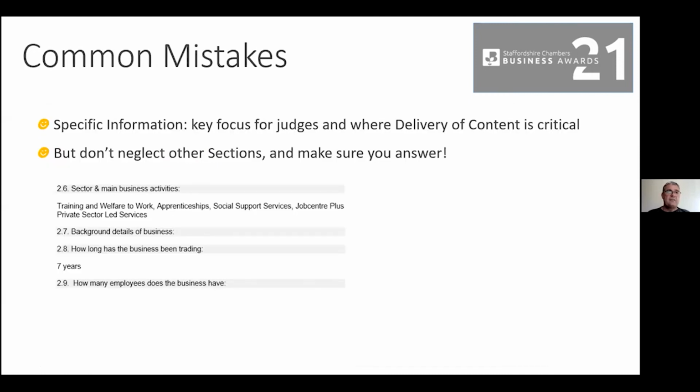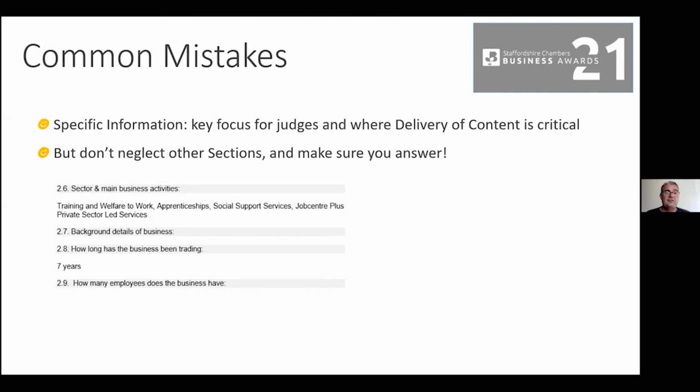Let's have a look at some common mistakes first of all. Specific information. This is where delivery of content is so important. So this is one of the old forms. I think it's one of our forms from Burton. So this is actually a screen dump from the application form. So we've literally had sector and main business activities: training and welfare to work, apprenticeship, social support services, job centre plus, private sector led services. Background details of the business was left blank.